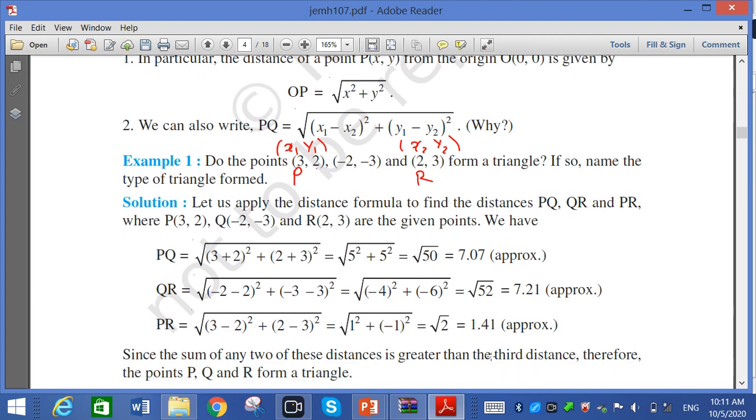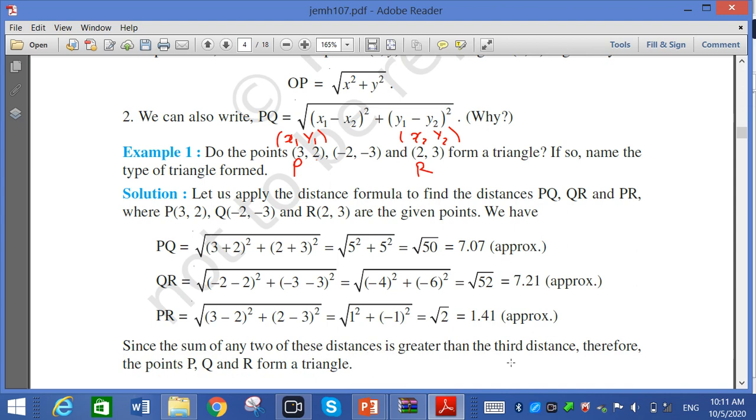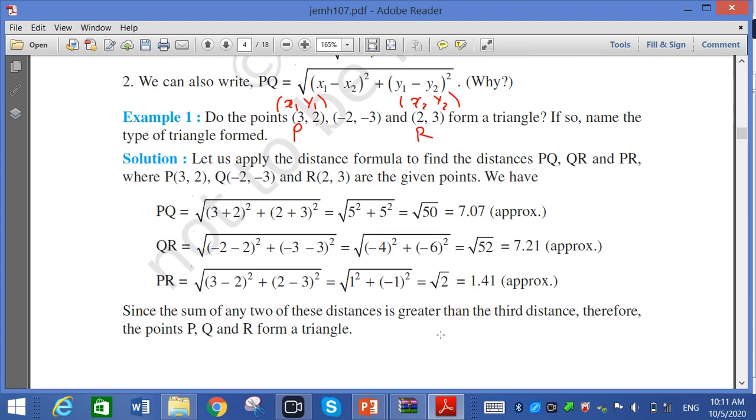So here the sum of two sides is greater than the third side. Therefore PQR is a triangle. The sum of two sides is greater than the third side, so we can say it is a triangle. So we can now name the triangle PQR. Such types of sums may be asked related to the distance formula.